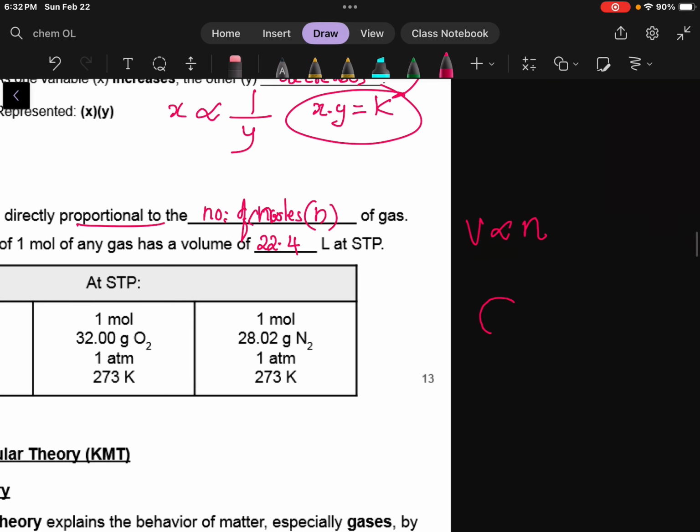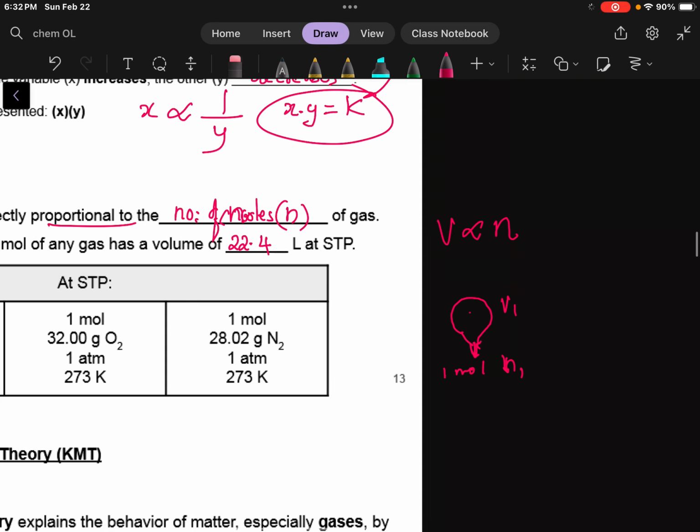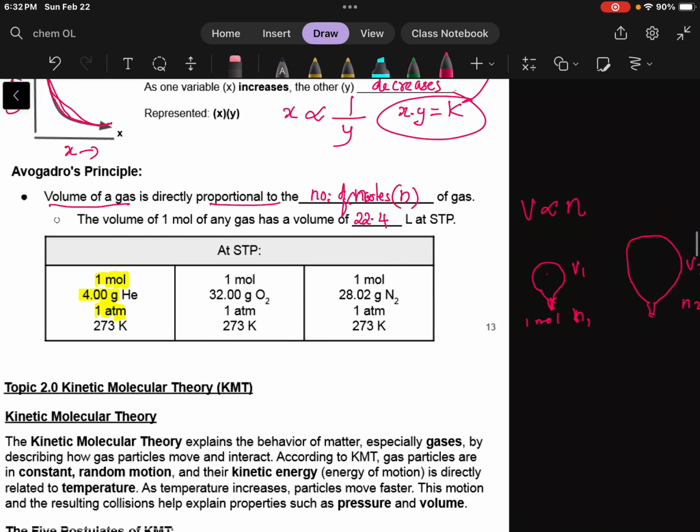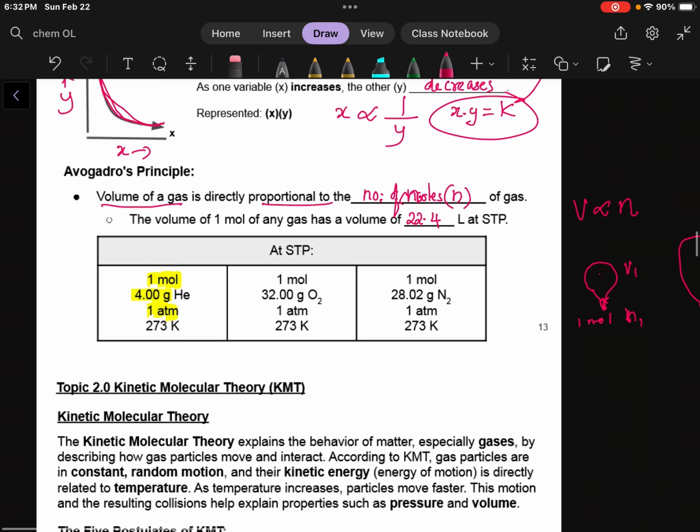Say for example, if I have a balloon and I am pumping 1 mole of a gas, it will have a volume of 22.4 liter. I can say the number of moles is N1, volume will be V1. Again, if I am pumping double the amount of the gas, the volume will increase, volume will become 2 times as the number of moles increases. So that is called Avogadro's principle.